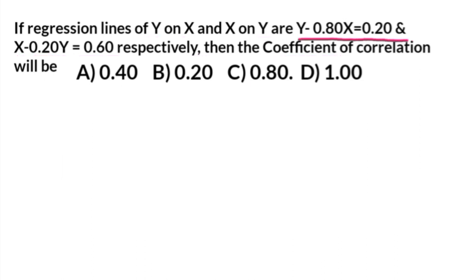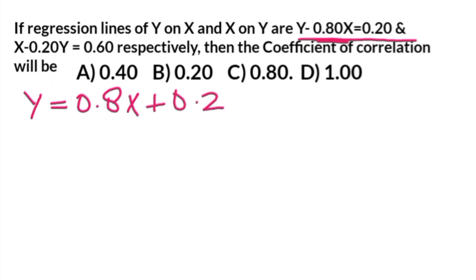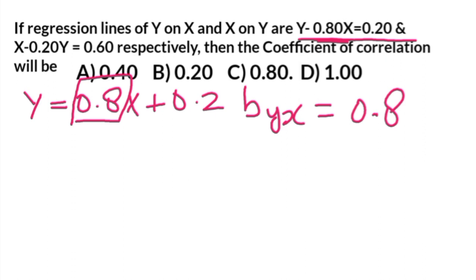First of all, we will take this very equation. Now what will we do? We will transpose 0.8x to the RHS, so the equation will become y = 0.8x + 0.2. Now the slope of this equation is denoted by byx, that is y on x. This is the slope of this equation, that is 0.8.